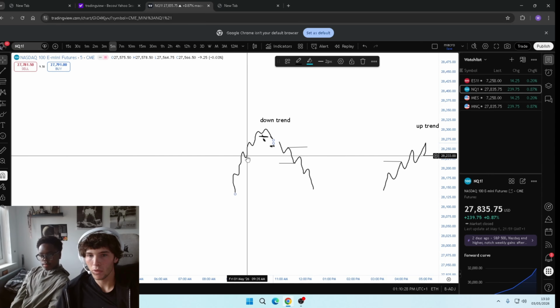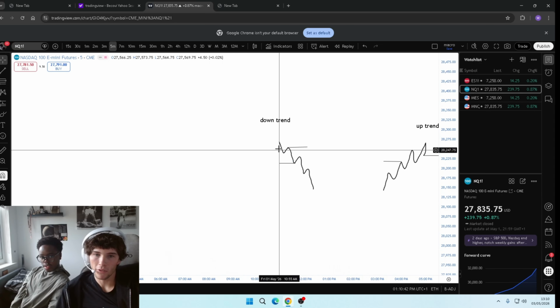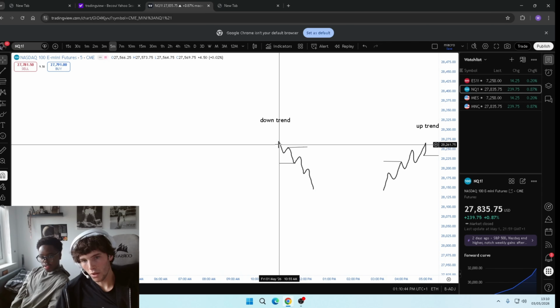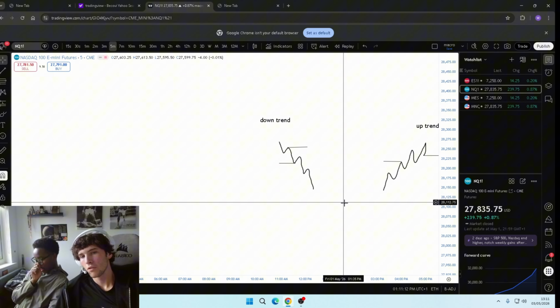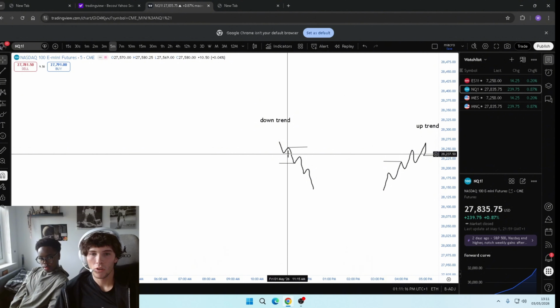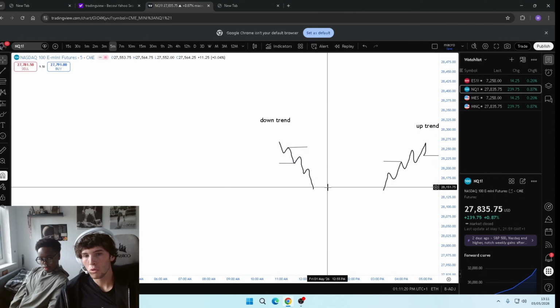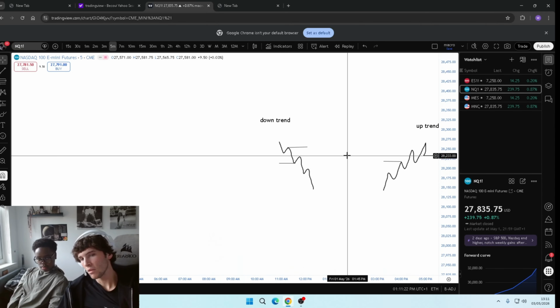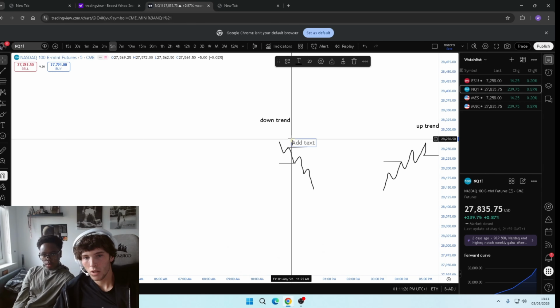But let me just delete this. So a downtrend is basically when the market's going down, right? How you know you're in a downtrend as well is if you see the market making lower highs and lower lows. So what that basically means is, see these lines here.